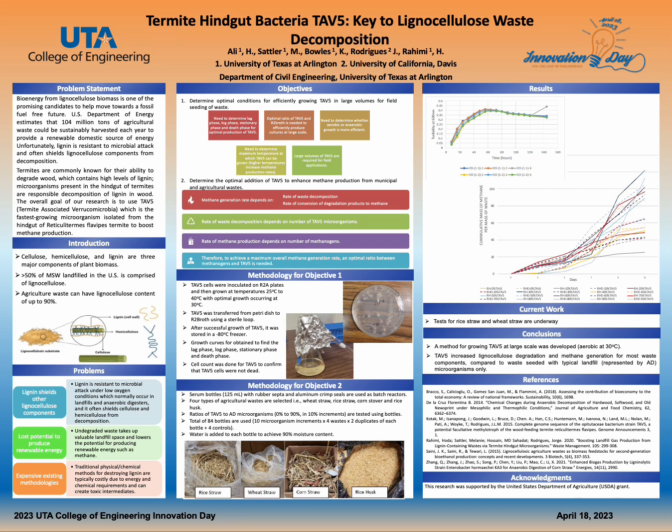For the methodology of objective 2, we are using serum bottles as our batch reactors, and we are using rubber septa and aluminum seals to seal our batch reactors. We are using 4 different types of waste, which are wheat straw, rice straw, corn stover, and rice husk. We have used different ratios of Tab 5 and methanogens, ranging from 0% to 90%. We have made a total of 84 bottles, out of which 4 are our controls. We have added water to each bottle to achieve a moisture content of 90%.